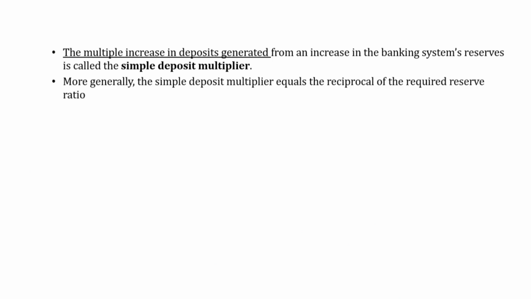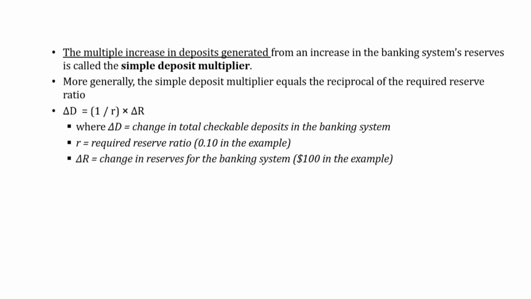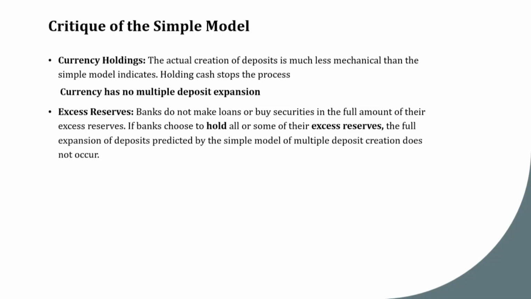So the multiple increase in deposits generated from an increase in the banking system's reserve is called the simple deposit multiplier. More generally, the simple deposit multiplier equals the reciprocal of the required reserve ratio. This is the formula, and using the illustrative example, we have explained how an open market operation or any monetary policy initiative by the central bank leads to a larger increase in the money supply in an economy.